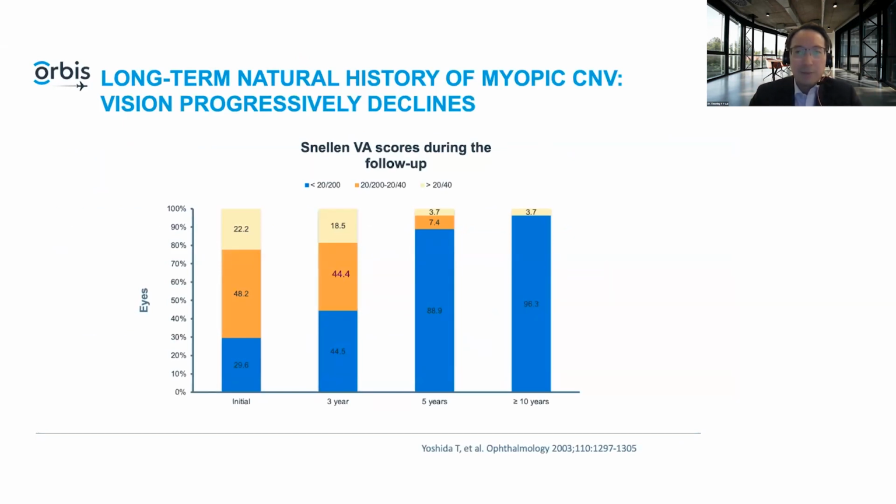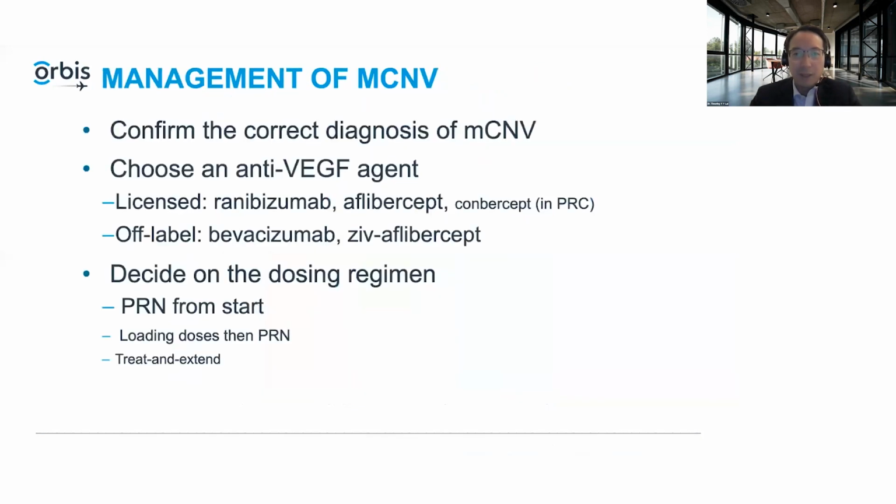In terms of natural history, why do we need to treat it? Because these patients generally will have visual decline if we don't do any treatment. There's a very good study performed by Professor Ohno-Matsui in Tokyo. You can see initially about 29% will have a vision of 20/200 or worse, but by 5 years this increased to 88%, and by 10 years almost everybody had a vision of 20/200 or worse. Therefore, we need to treat these cases.